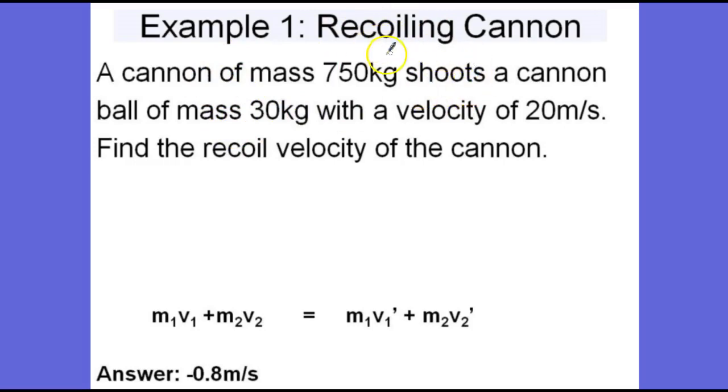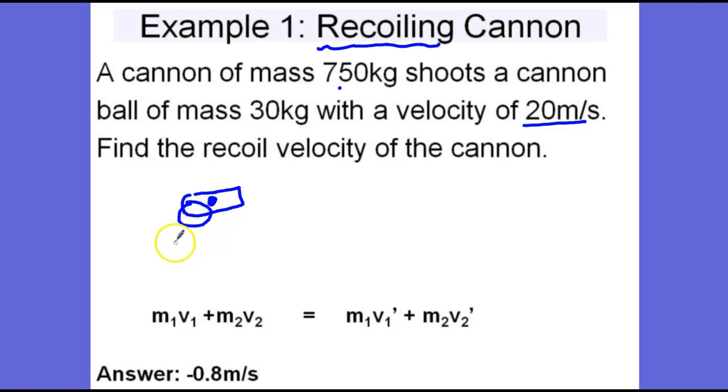The recoiling cannon. The word recoil: if you shoot a gun, the bullet goes in one direction, the gun actually moves in the other. It's conservation of momentum. And that backward motion is called recoil. So a recoiling cannon, if I have a cannon of mass 750 kilograms and it shoots a cannonball of mass 30 kilograms, and the cannonball has a velocity of 20 meters per second, how fast will the cannon be moving backward? So beforehand, I have a cannon and it has a cannonball in it.